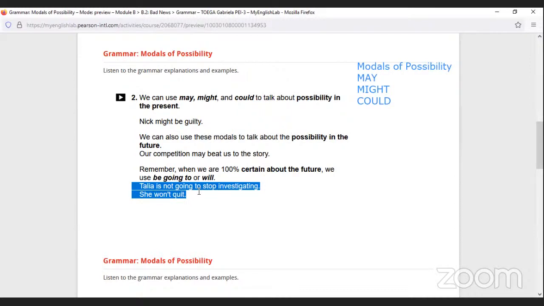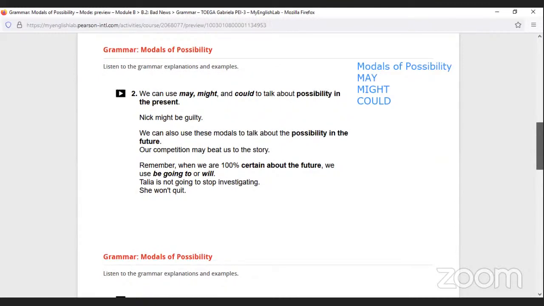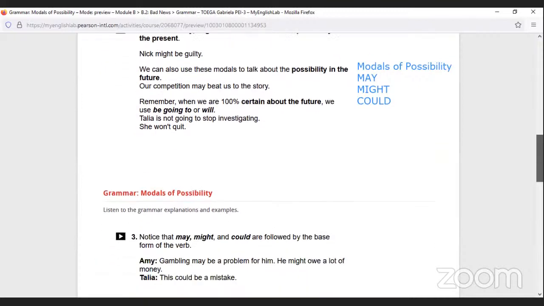Will and be going to, we're going to use it for things that could be possible, but in the future, okay? In the future, only in the future. So here, for example, Talia is not going to stop investigating. No va a parar de investigar. She won't quit. Ella no renunciará, right? So these are the two possible things that we are certain, we are 100% that is going to happen, okay?